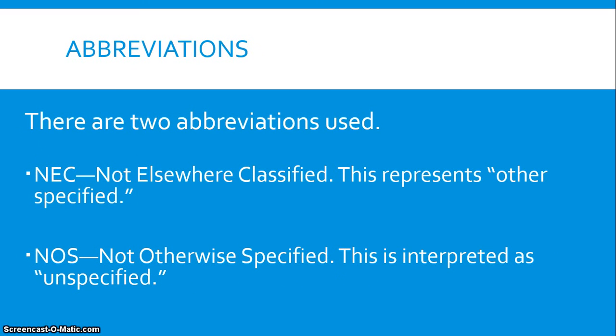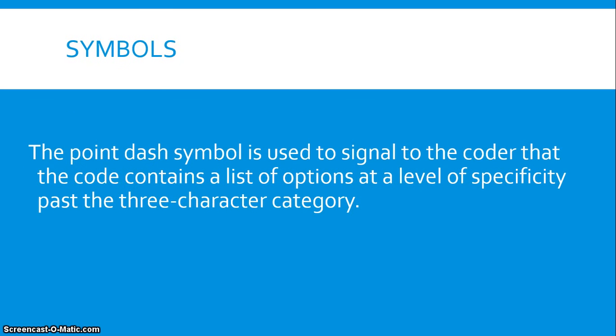Abbreviations. There are two abbreviations that are used. NEC, which is not elsewhere classified. This represents other specified. NOS, or not otherwise specified. This is interpreted as unspecified. Symbols. The point dash symbol is used to signal to the coder that the code contains a list of options at a level of specificity past the 3-character category.